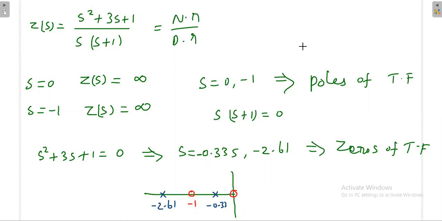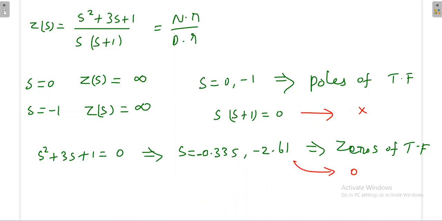Sir, we made some mistake here, I think. Yes, we made a mistake in this diagram. See, the notation here: for poles we have to use the cross mark, and for zeros we have to use the round mark. So this is wrong. It will be like this.